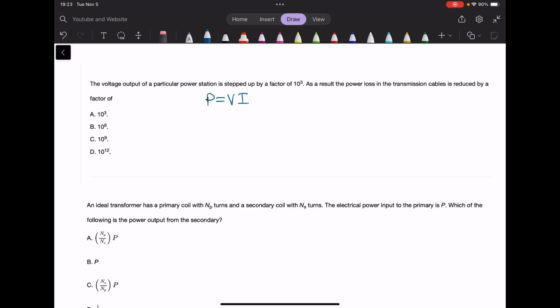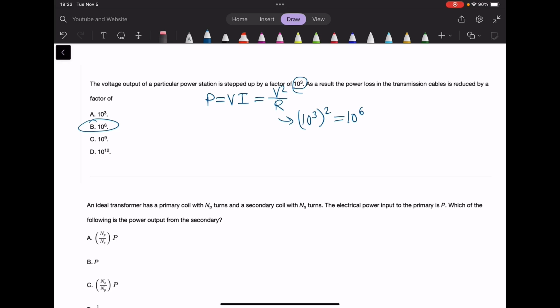Well, we know that power is equal to voltage multiplied by current, and this is equal to voltage squared over resistance. Because the voltage is stepped up by a factor of 1000, the power loss is gonna be reduced by 1000 squared, which is 10 to the power of 6. So B is the answer.